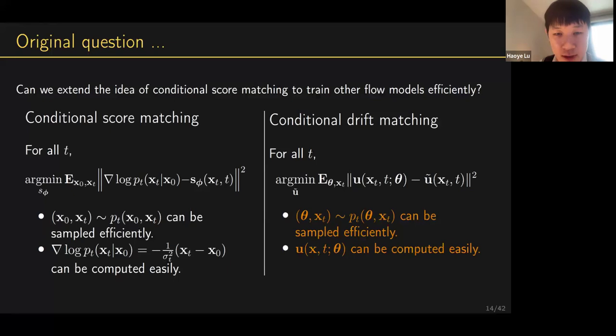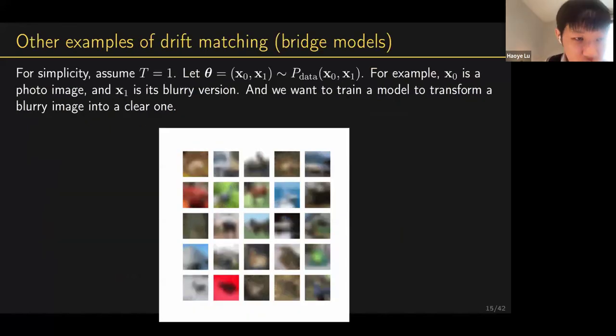All right, let's see some examples. For simplicity, we always assume that capital T equals 1. In this example, we will assume that theta is a pair of samples from a given data distribution. For example, x0 can be a photo image, and x1 can be its blurry version. We basically want to train a model to transform a blurry image into a clear one. And here's a simple example to show how it works.